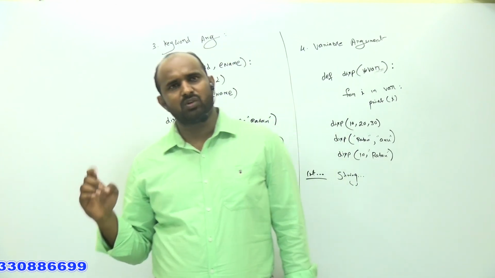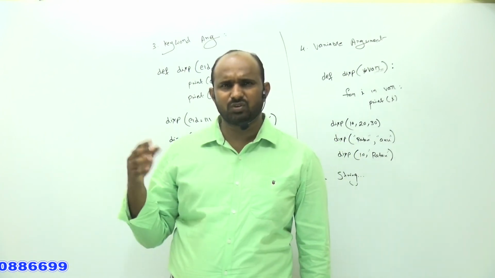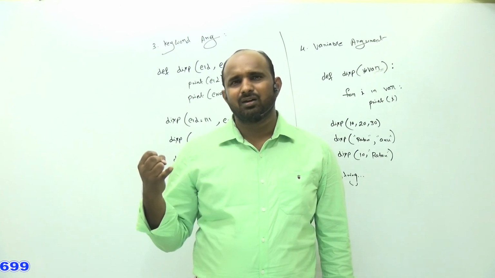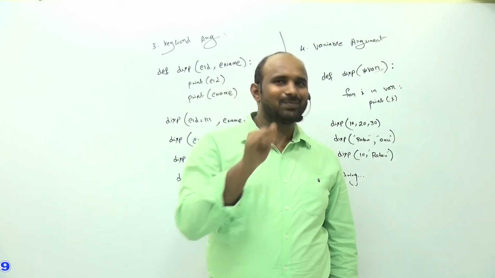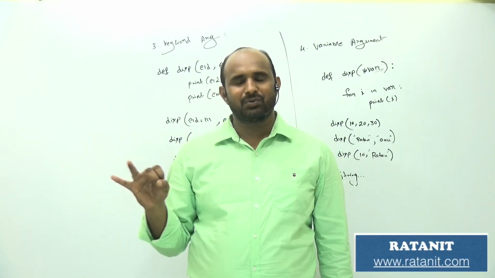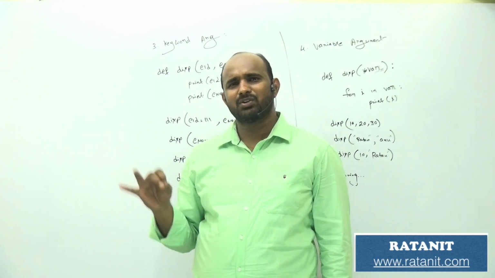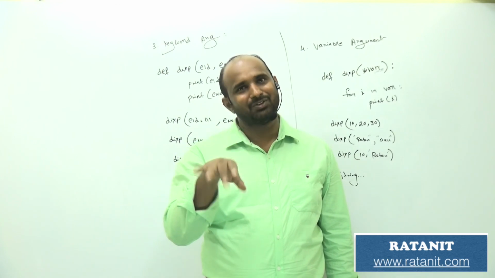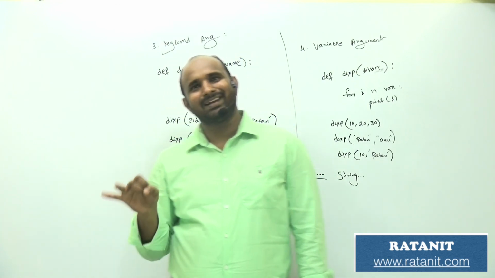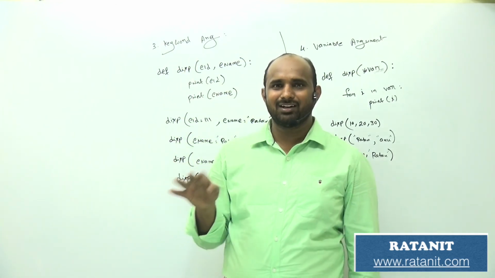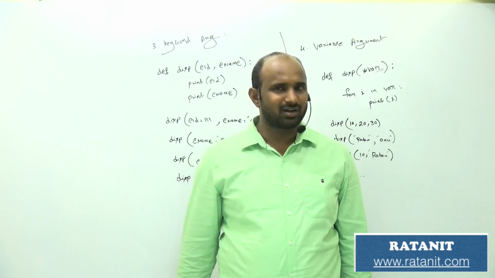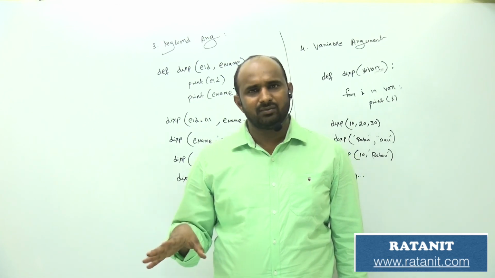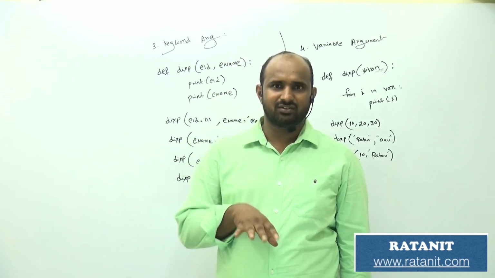Number 5, arguments. How many ways can you pass the arguments here? 4 ways. What are the 4 ways? Number 1 is which type? Default argument. Number 2 is what? Required argument. Number 3 is what? Keyword argument. Number 4 is variable argument, right? That's it. Total how many points here? 5 points. Clear? So that's all about your theory regarding the function.